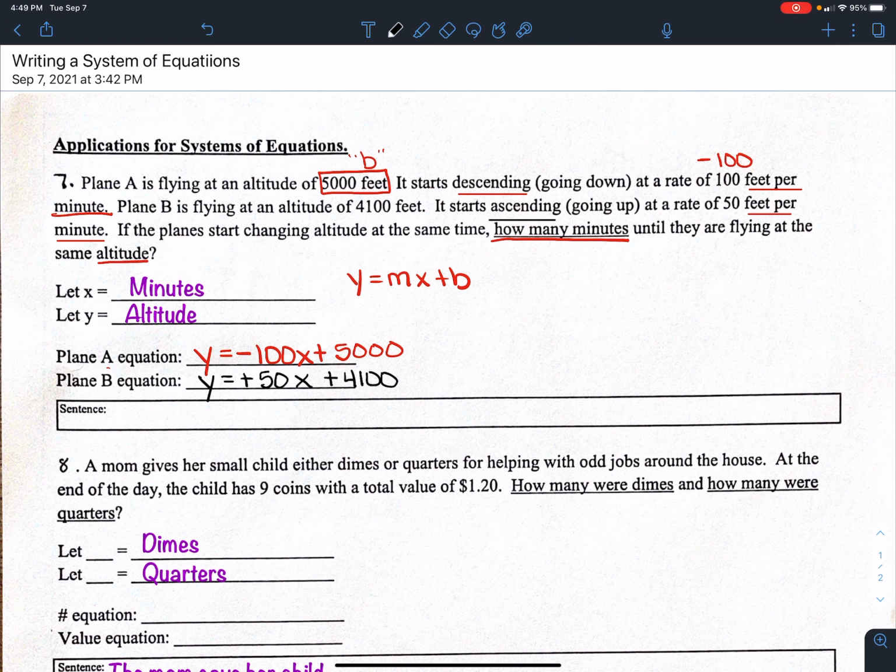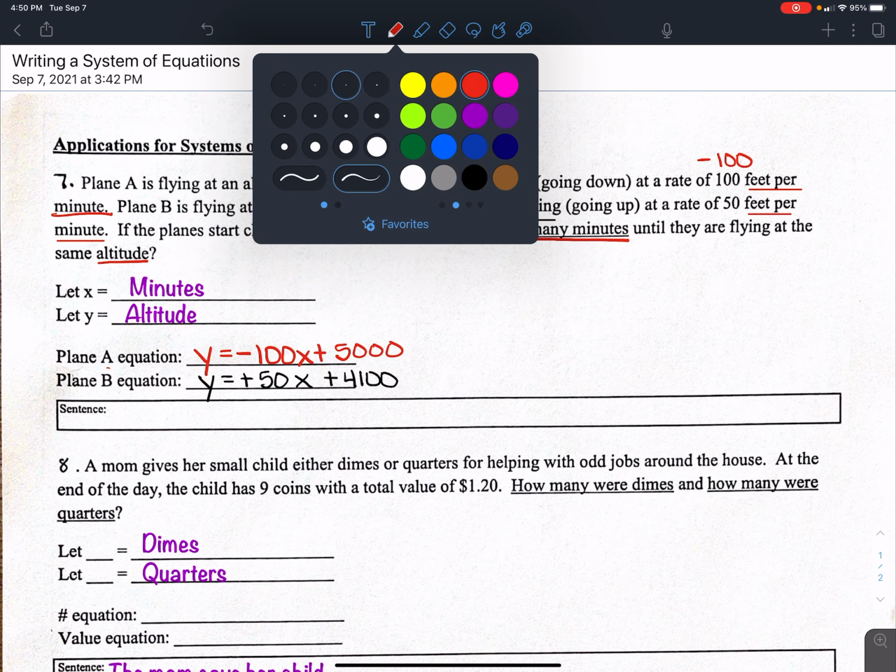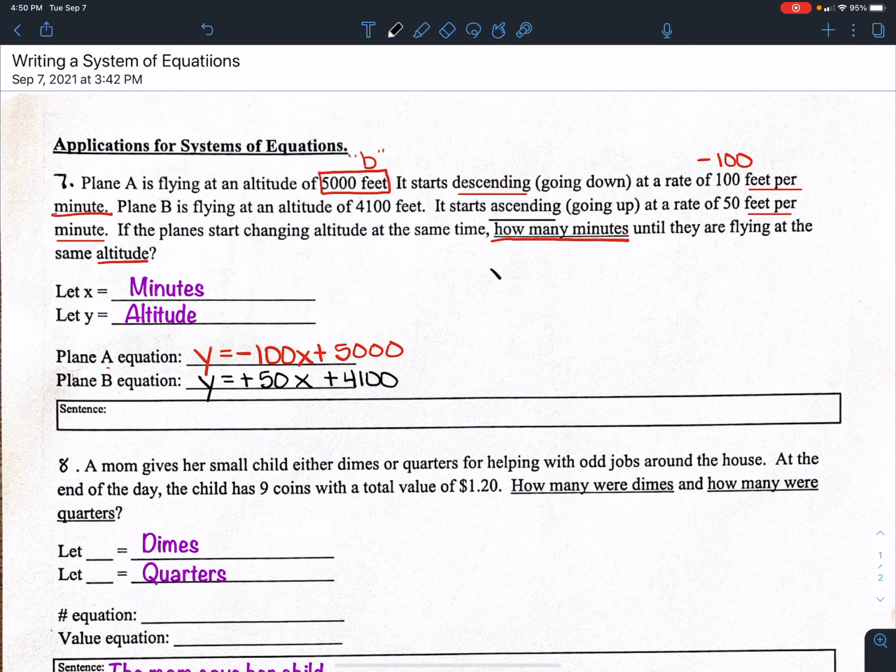Okay, so those are my two equations. When I have those two equations, let me erase this here. So those two equations, I'm going to solve them using elimination, because that's what we've been practicing.